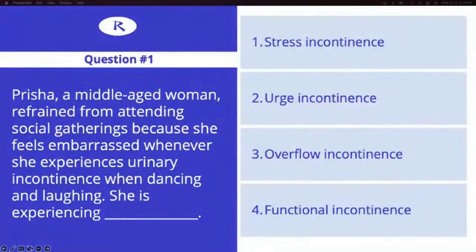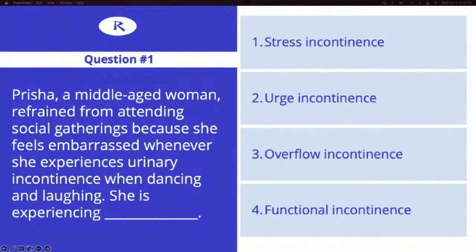Okay, so we did a quick overview, about 20 minutes on urinary elimination, particularly incontinence. So here are my NCLEX questions for you. I'm looking for you guys to get at least 3 out of these 5 questions correctly. Okay, here's the first one.